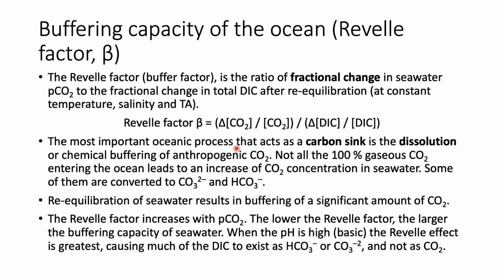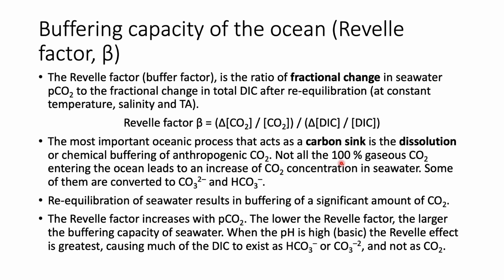The most important oceanic process that acts as a carbon sink, because in the beginning we saw in the atmosphere, in the cryosphere, basically the cryosphere can actually act as a carbon sink. So what are the changes that are happening are given here. It is the dissolution or a chemical buffering of anthropogenic CO2. That is what is happening.